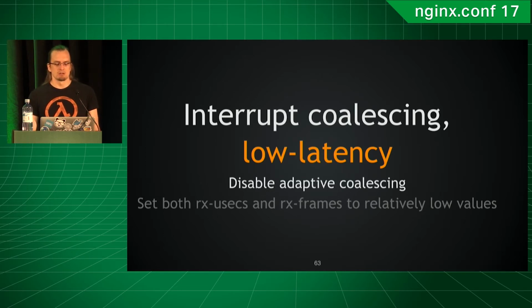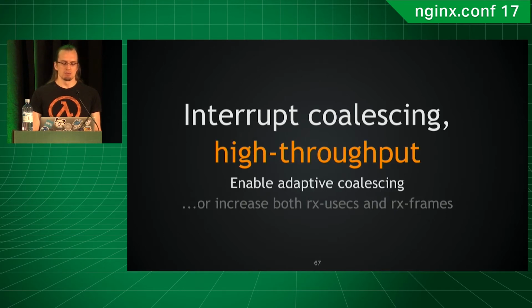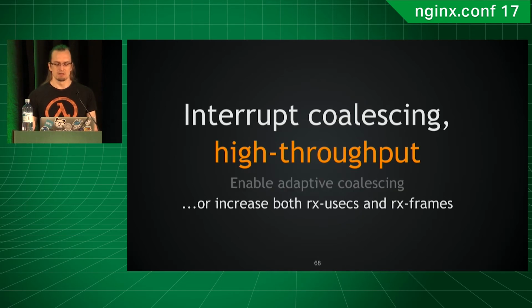And interrupt coalescing. For low latency, generally you should disable adaptive coalescing, and you should lower microseconds and frames. But just don't set them too low. If you set them too low, you will get interrupt throttling, and it will actually increase your latencies. For high throughput, you either can depend on hardware to do the right thing and enable adaptive interrupt coalescing, or just increase microseconds and frames to some particularly large value, especially if you have huge ring buffers. That will also help.